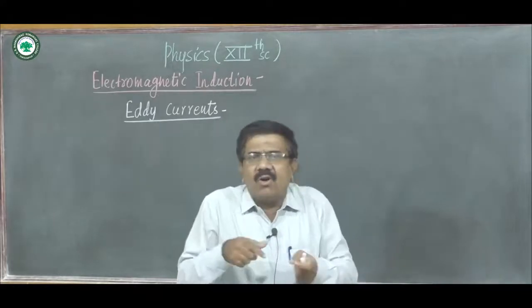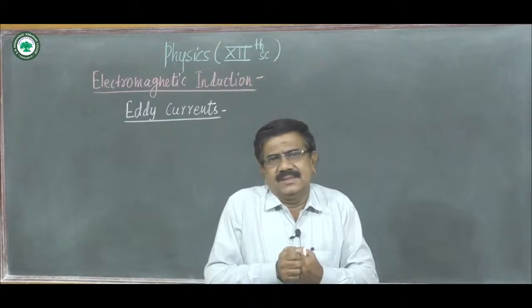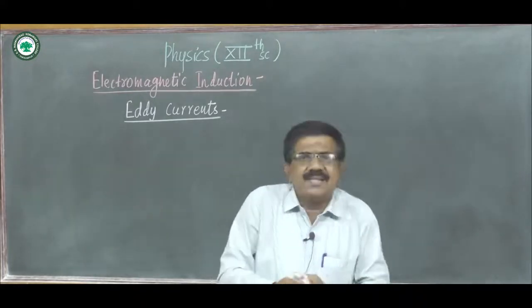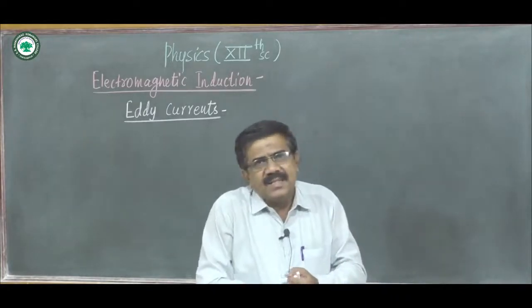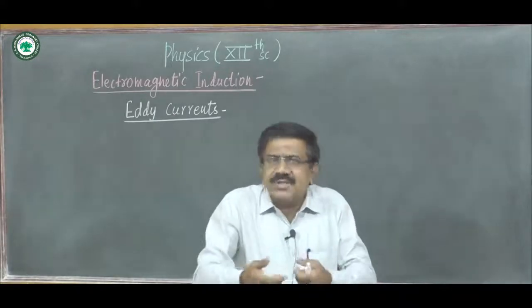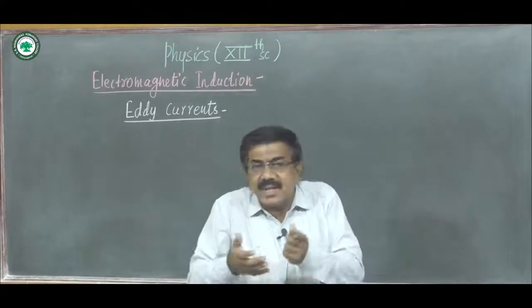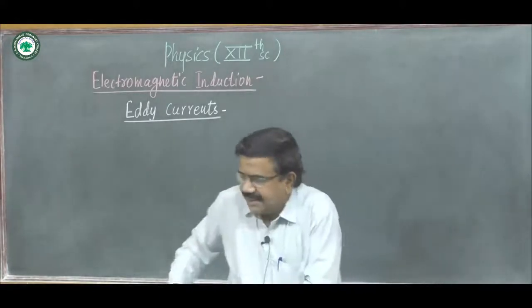When a conducting coil is moved in a magnetic field, the magnetic flux associated with the coil changes, and due to that change in magnetic flux, EMF is induced in the coil, current is induced in the coil. Now we see what happens if the conducting plate is moved in a magnetic field.